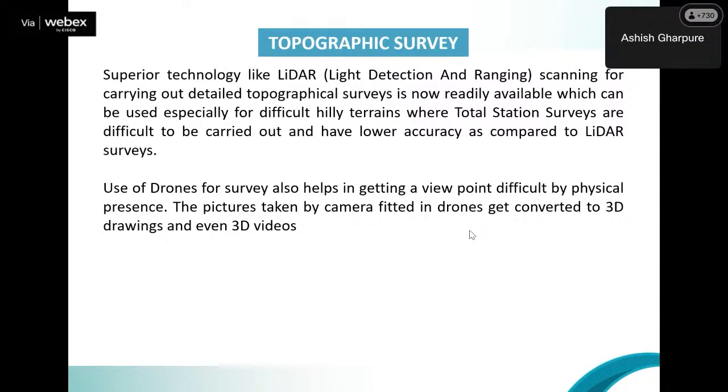Now, topographic survey can be done with very good techniques available nowadays. Satellite imagery is there, LiDAR is there, and even drone surveys can be done, which is more like a photogrammetric survey, and which later can be turned into topographical details as well, including a 3D image.